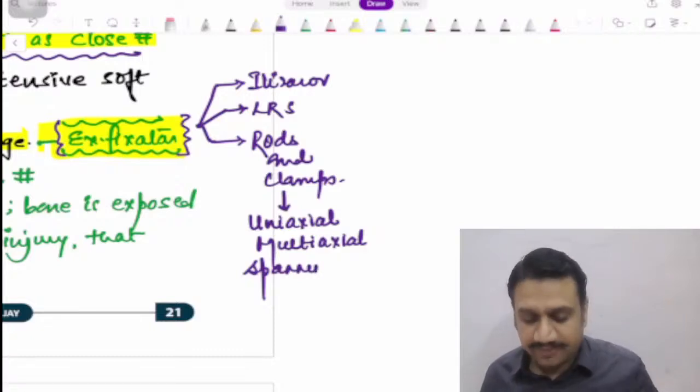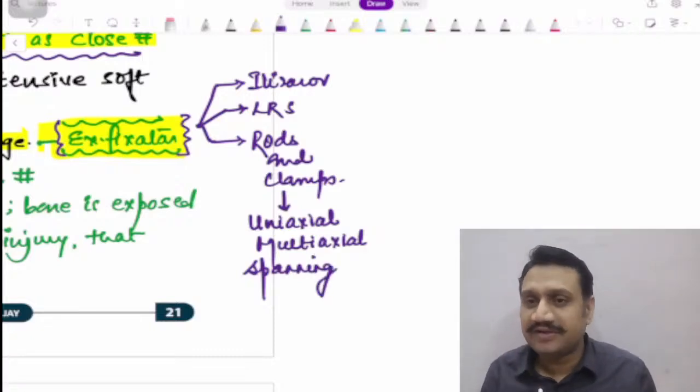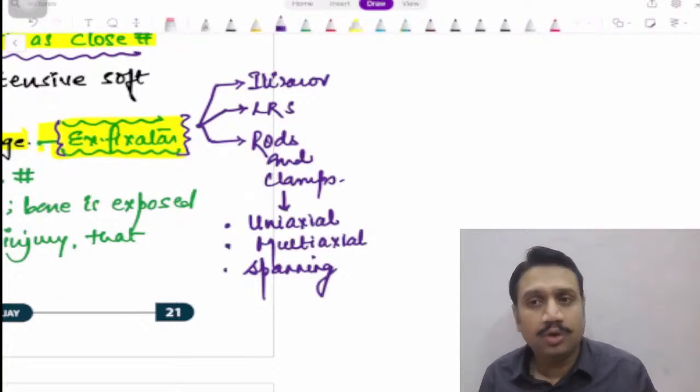So these are the different types of external fixators you should know. The open fracture classification and external fixators, you should know all of them.